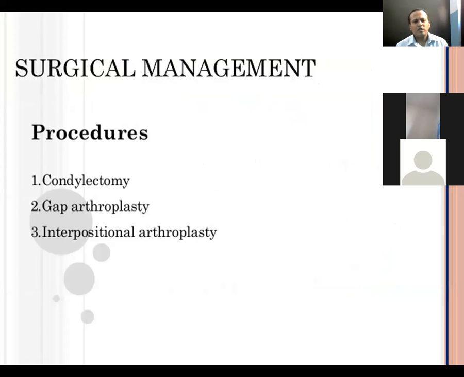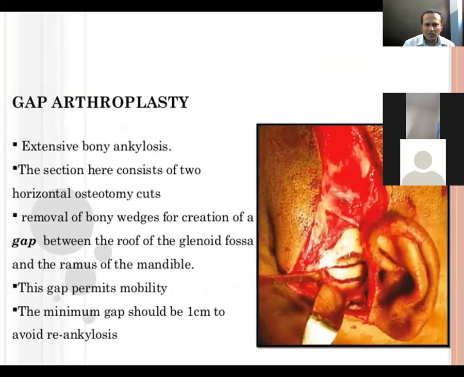So the surgical management, as I told you, is coronarectomy, gap arthroplasty, and interpositional gap arthroplasty. So this is regarding the gap arthroplasty. Removing the ankylotic mass, the gap has to be a minimum of 1 to 1.75 centimeters so that re-ankylosis has to be prevented, and care has to be taken not to damage the roof of the glenoid fossa because we will enter into the middle cranial fossa, which is very dangerous.